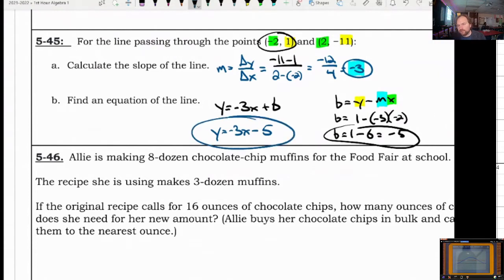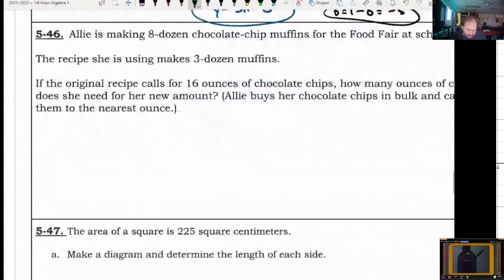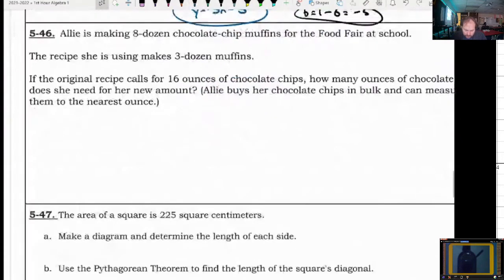What you could do now is plug in -2 and plug in positive 2 and confirm that you get 1 and -11. You do, I promise. 546, Allie is making 8 dozen chocolate chip muffins for the food fair at school.